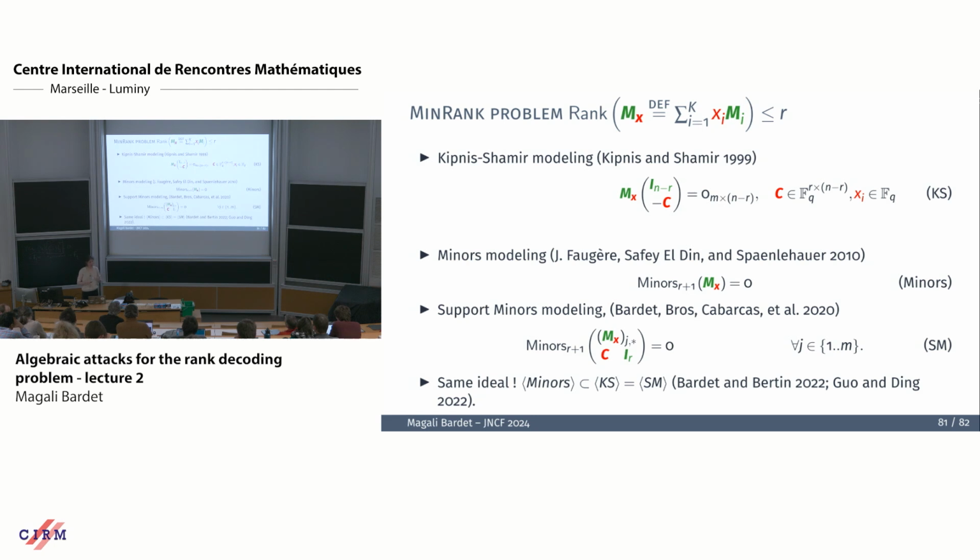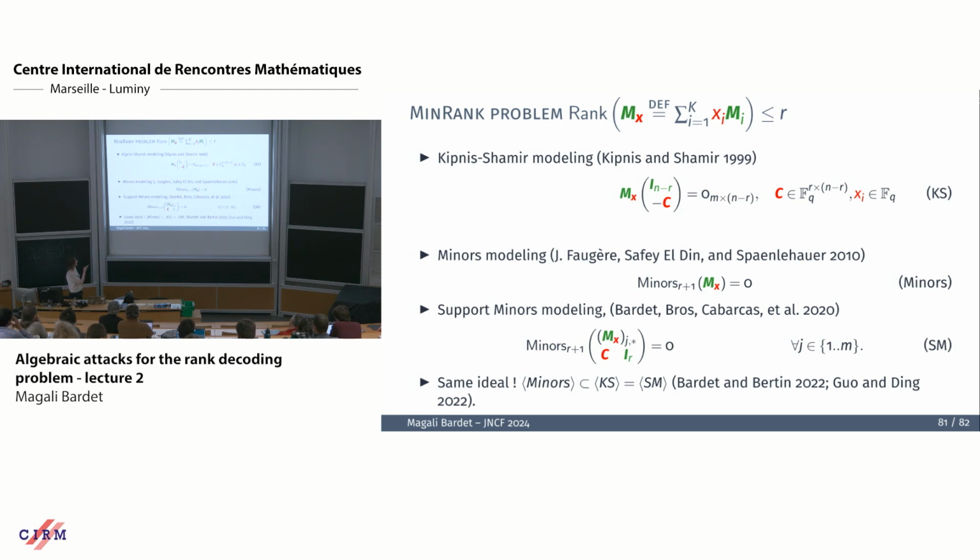And what is nice also is that if you take this equation or this equation, in fact, they generate the same ideal. So without the Plucker change of coordinates, if you don't change the coordinates, you have exactly two systems describing the same ideal. Just the complexity of solving the system is not the same.